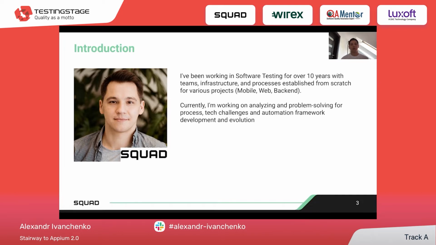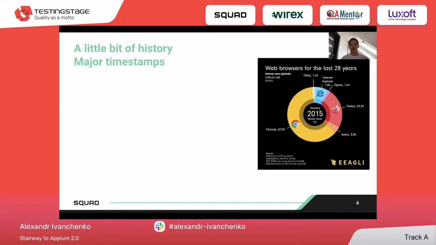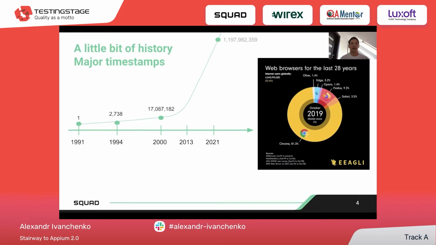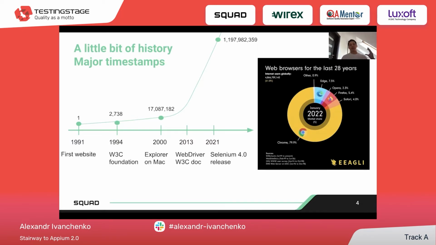So before we start, let's speak a little bit about history, about the facts that lead us to today. At the beginning of the 90s, when in the whole world there were a little less than 3,000 websites, the first conversation about standardization took place, which was called the W3C Consortium.